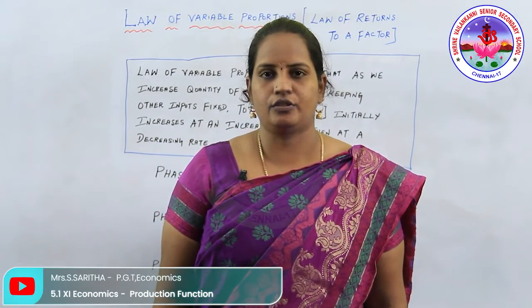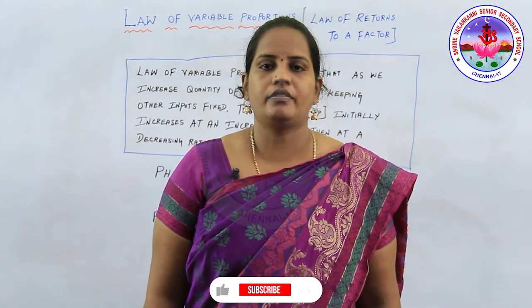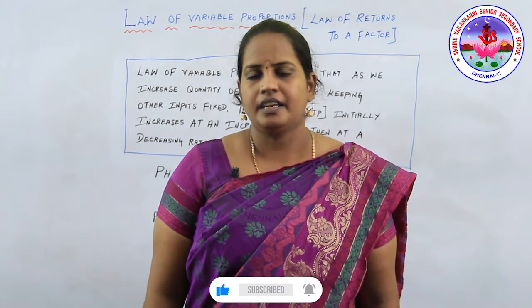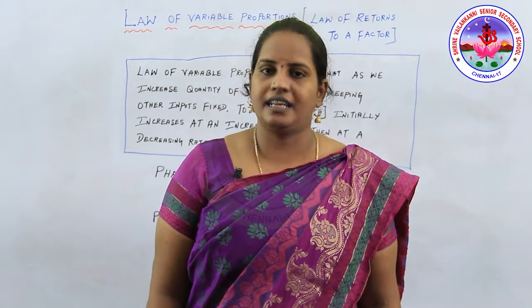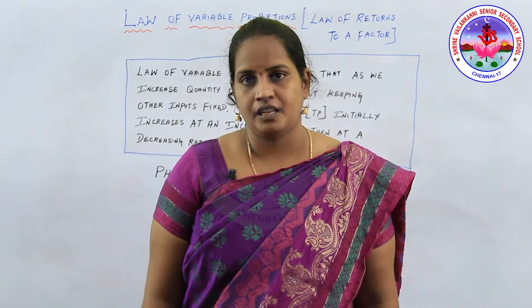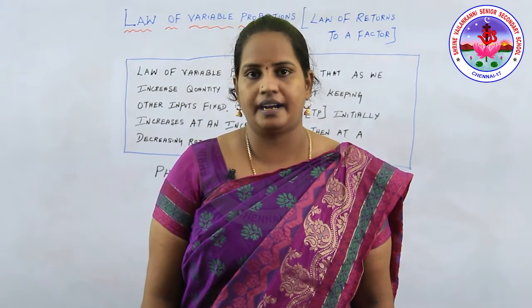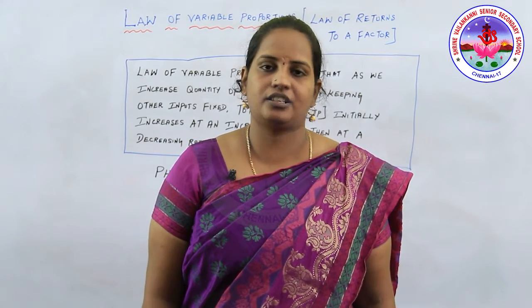Today we are going to continue production function, and in that we are going to see the topic law of variable proportion or law of returns to a factor. We are going to see it with the table and diagram explanation, then the relationship between TP and MP and the relationship between MP and AP, and what are the reasons behind the law of variable proportions and reasons for the diminishing and the negative returns.